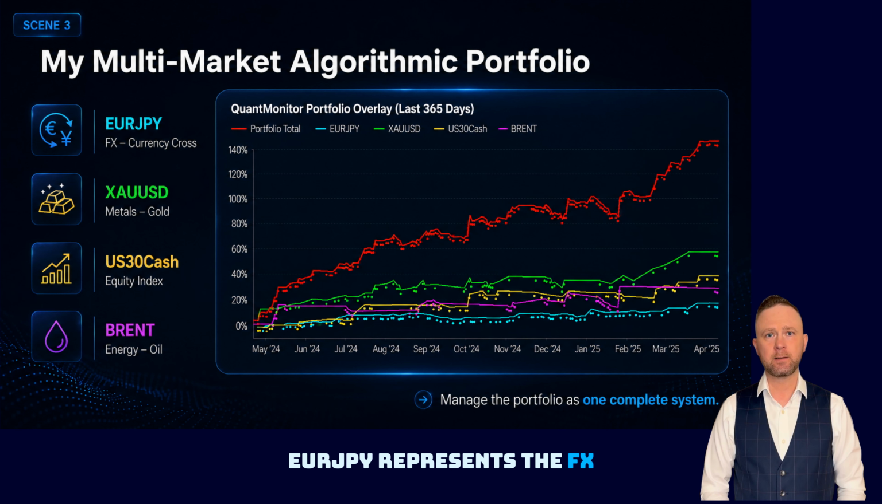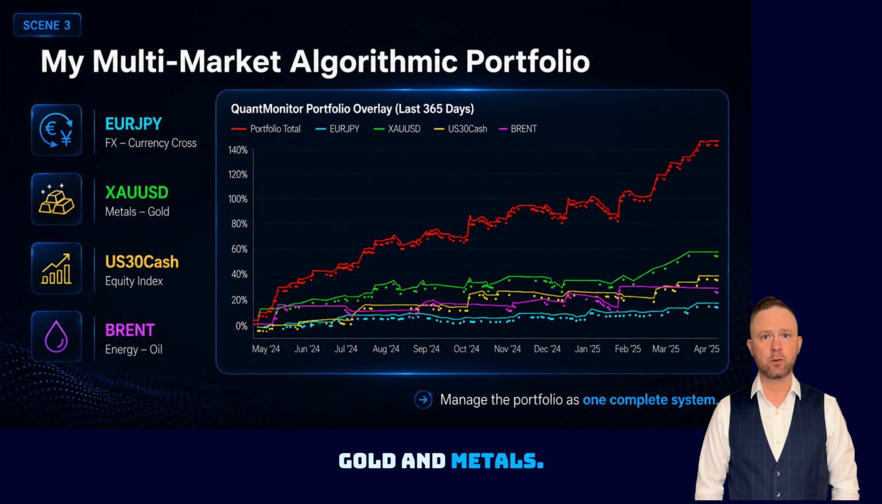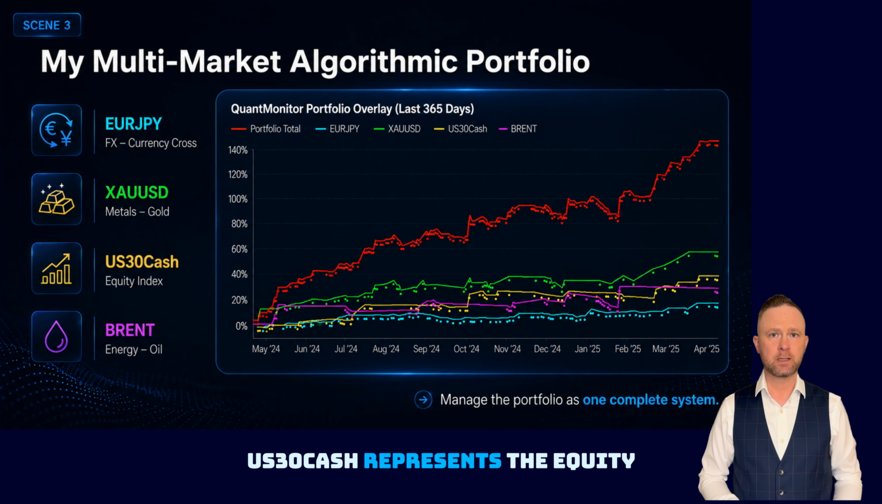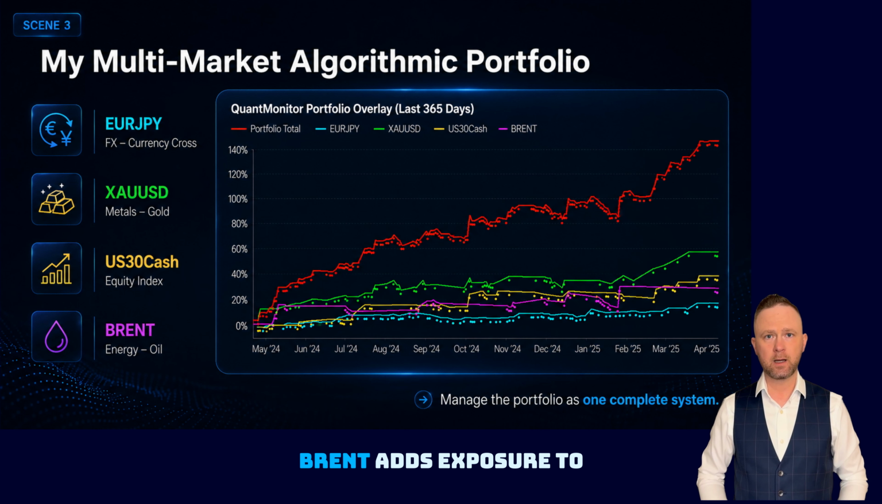EUR/JPY represents the FX sector. XAUSD gives exposure to gold and metals. US30 Cash represents the equity index sector. Brent adds exposure to energy and oil.